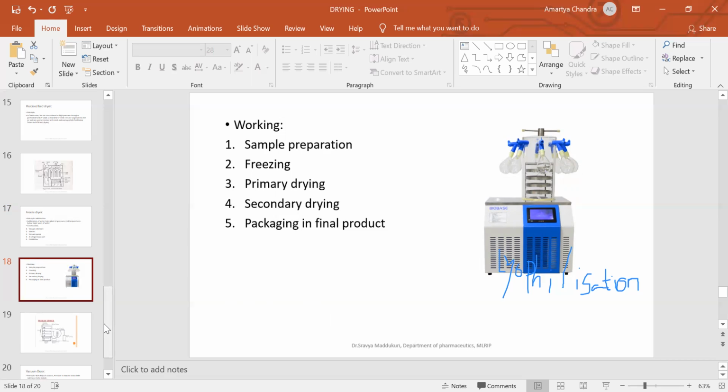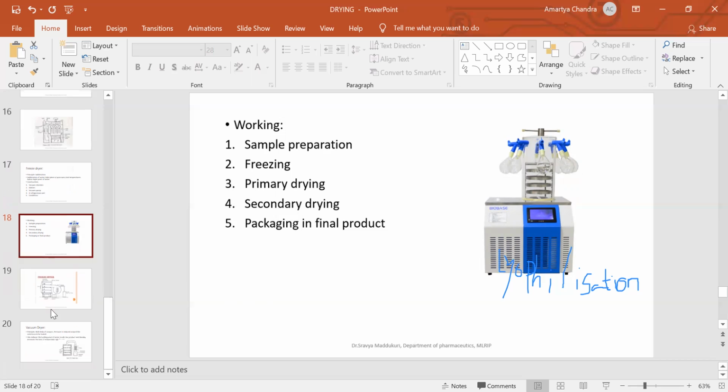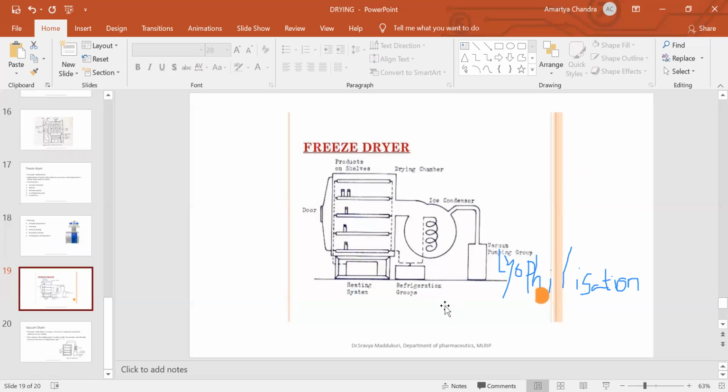So this is about the freeze dryer, and then we are yet to study. This is the freeze dryer that is generally there in the industries. Drying chamber, there's a door. There are products on shelves, and refrigeration groups, ice condenser, vacuum pumping group, etc. All of it is there in the background, doing their own respective jobs. Vacuum for applying vacuum, condenser for creating the concentration gradient between the water vapor present in the product and water vapor here, and refrigeration for cooling.